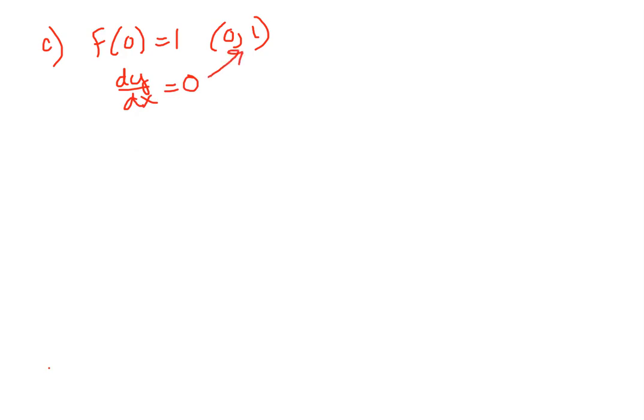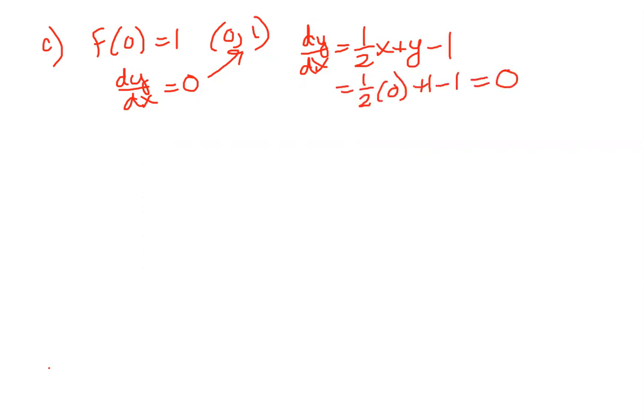All right, remember that our derivative is 1/2 x plus y minus 1. So at this point, that's 1/2 times 0 plus 1 minus 1, that equals 0. So this point is a critical number, a critical point, because the derivative equals 0. Now, how do we tell if it's a max or a min or neither? Well, in this case, since I already have the second derivative, I'm going to use the second derivative test.